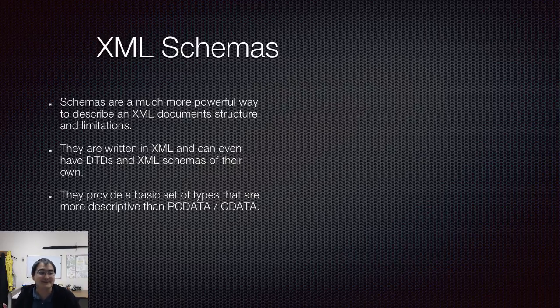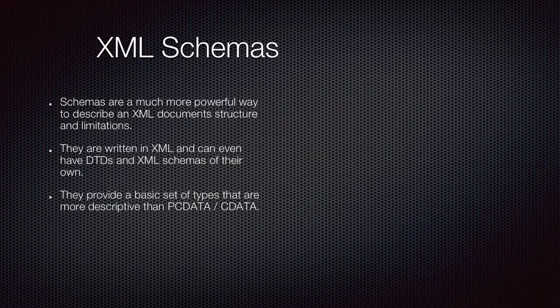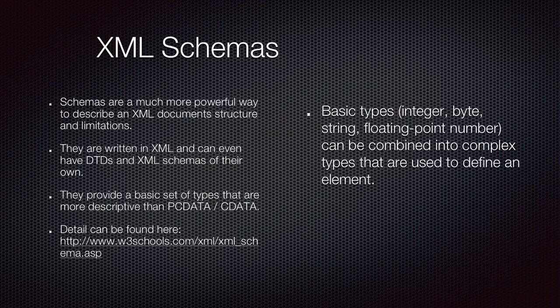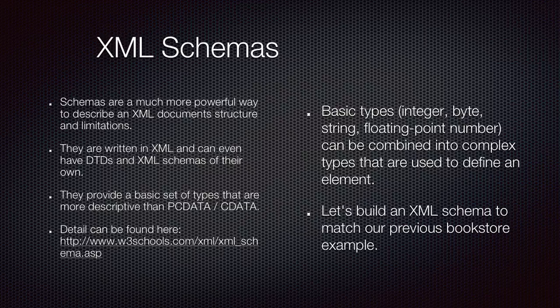You can nest it all the way down as far as you want because they need to be valid XML as well. And so they provide data types that are a lot more powerful than just, is this parsed character data or is this CDATA that contains other text inside? And we'll show you that in a little bit. Details can be found linked here. Okay, so instead of just PCDATA and CDATA, you can specify types like integer, byte, string, floating point number, and so forth. And you can combine those together to say what exactly is allowed where.